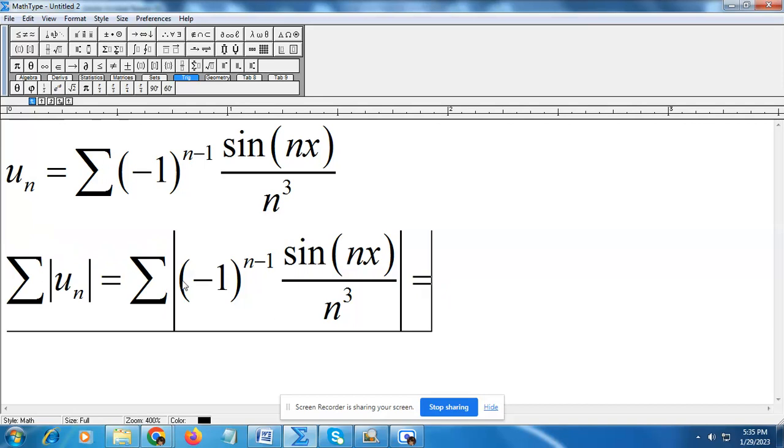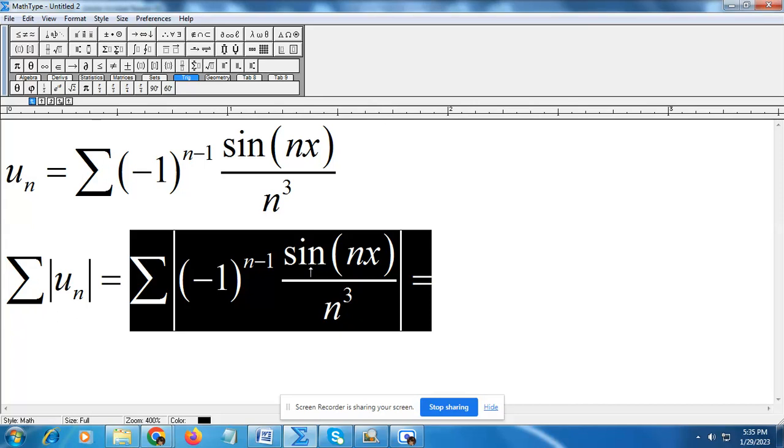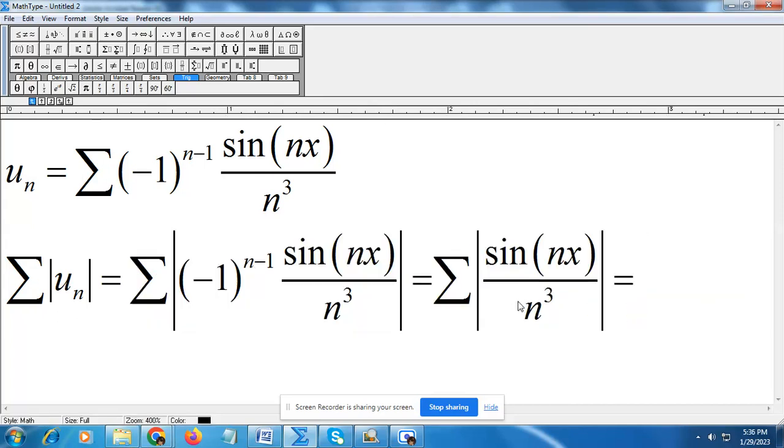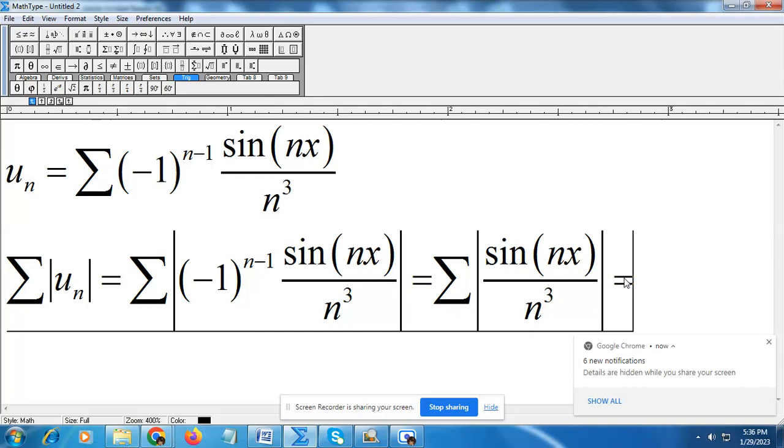So modulus AB can be written as modulus A into modulus B. So modulus of minus 1 whole power n minus 1 into modulus of sin nx by n cube. The modulus of minus 1 whole power n minus 1 is 1, right? And finally we have a positive term. So sin nx lies between minus 1 and plus 1.